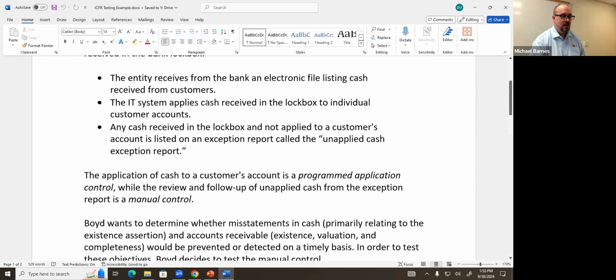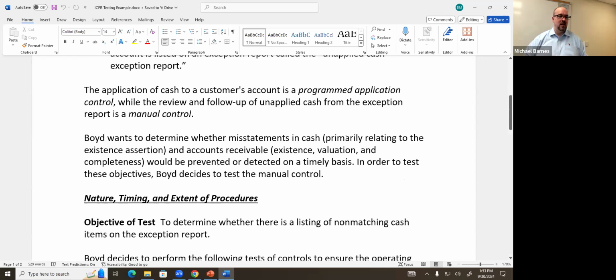Now, this is very interesting. This actually refers back to something we talked about in AIS. The application of cash to the account is a programmed application control. So this is what the system does. It tries its best to identify cash receipts and apply them to customer invoices. But in the event that we actually have exceptions, that exception report is considered to be a manual control, where we look at the report and say, all right, here are all the unapplied cash receipts. What do we do with those moving forward? Bill is going to say, I want to actually test and make sure the manual control is working, and I want to make sure that misstatements in cash and accounts receivable would be prevented or detected on a timely basis. So he's going to test the manual control.